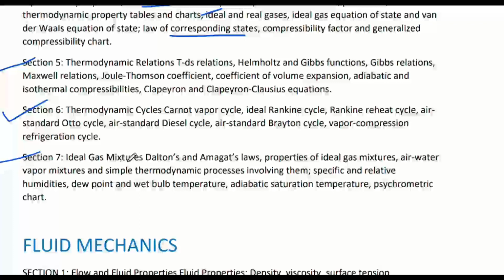Section 7, Ideal gas mixtures: Dalton's and Amagat's laws, properties of ideal gas mixtures, air-water vapor mixtures and simple thermodynamic processes involving them, specific and relative humidities, dew point and wet bulb temperature, adiabatic saturation temperature, psychrometric chart.